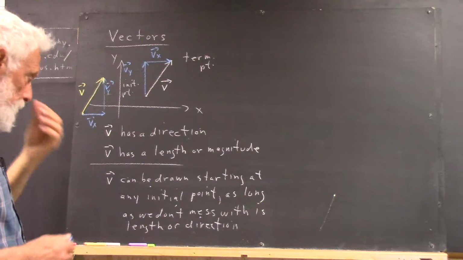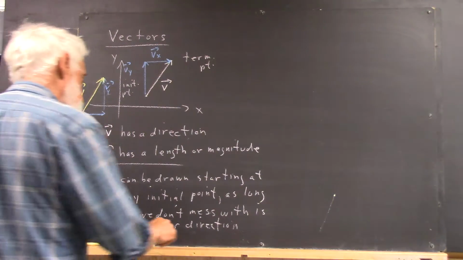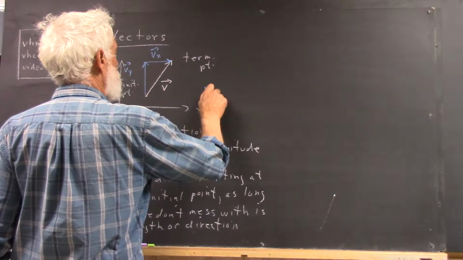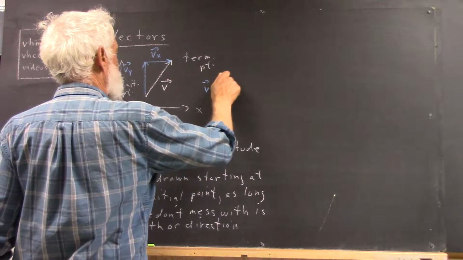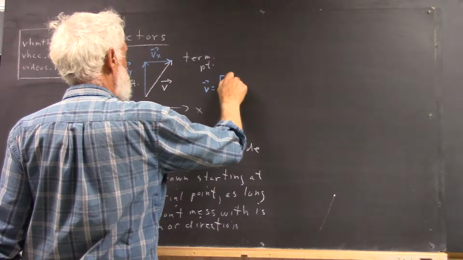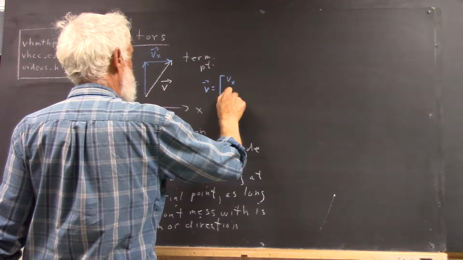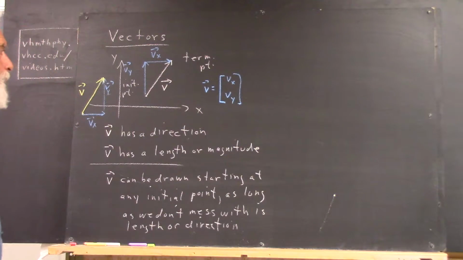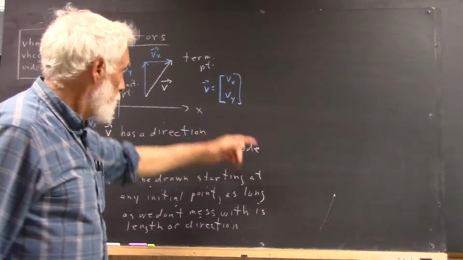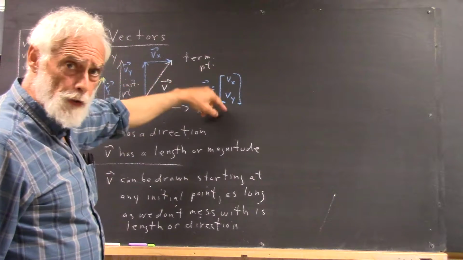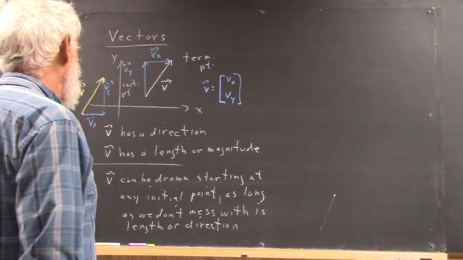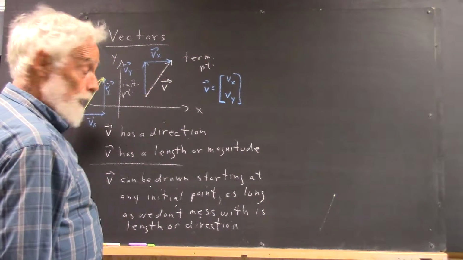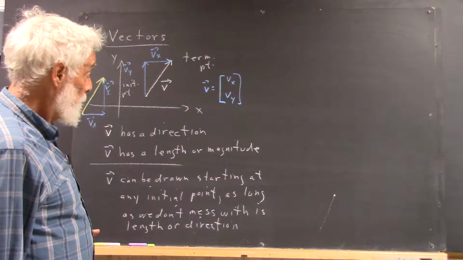Okay, so now we can say that the vector v is equal to vx, vy. Now vx and vy are in fact vectors, but I don't put arrows over these. I'm just going to use numbers because vx is either to the right or left and vy is either up or down.